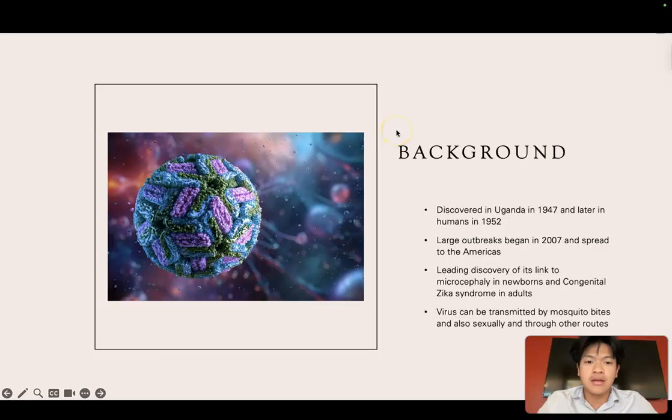And then here's some background information on the virus itself. It was first discovered in Uganda in 1947 and later in humans in 1952. It was actually first discovered in a rhesus monkey in the Zika forest. And then, as we all may know, it is later transmitted through vectors like mosquitoes. Large outbreaks began in 2007, and there was a huge spread to the Americas that I will discuss more later on in this presentation.